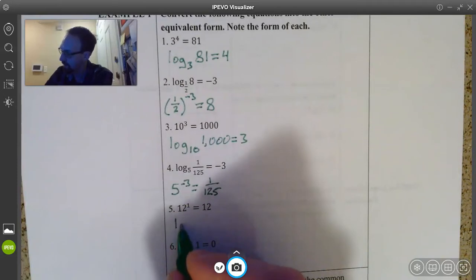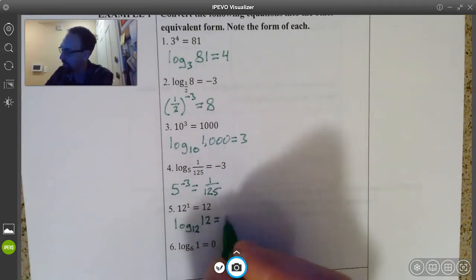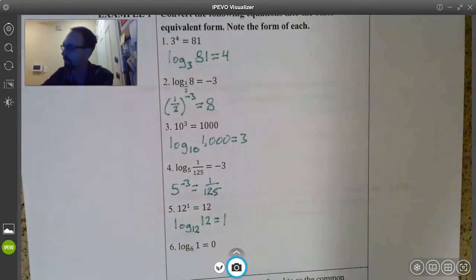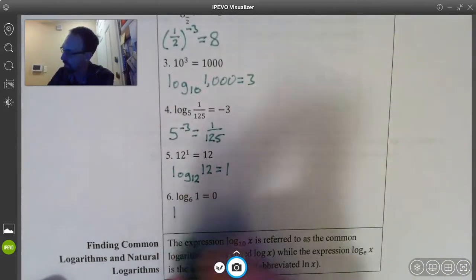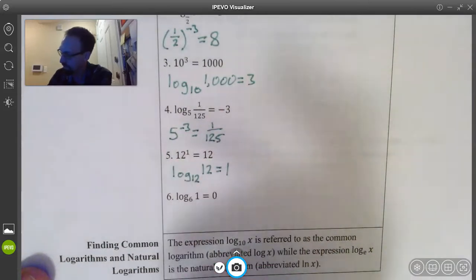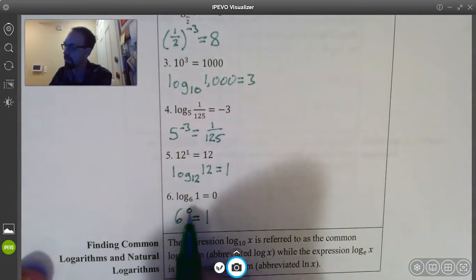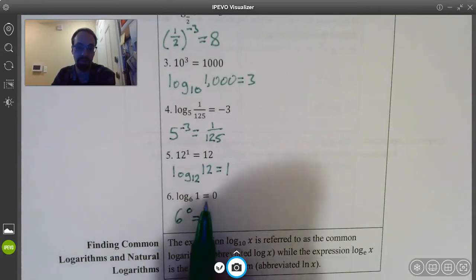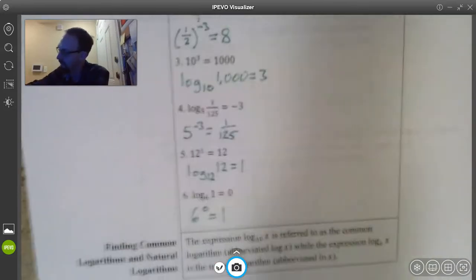Then here, log base 12 of 12 is equal to 1. That's something to note. And then converting back to exponential, 6 to the 0 power equals 1. So one thing to note is that log base any number of 1, you will always get 0, and log base a number of that same number is always equal to 1.